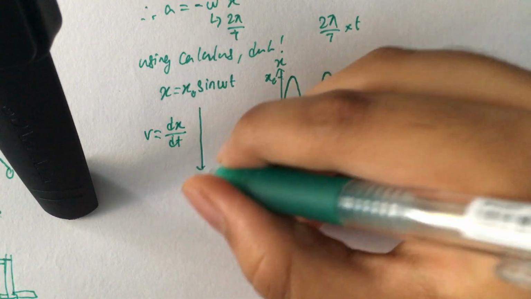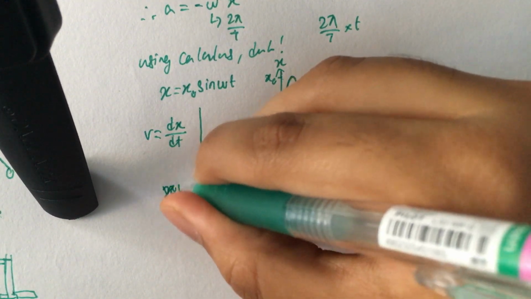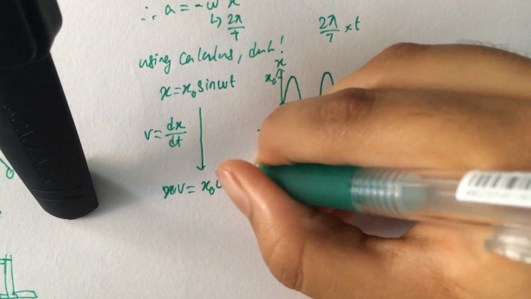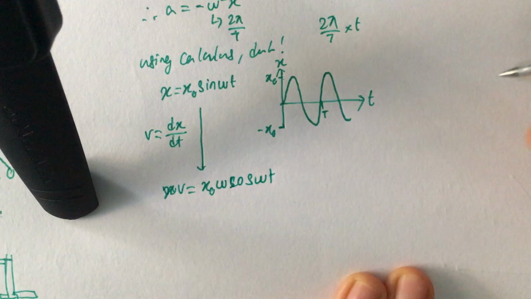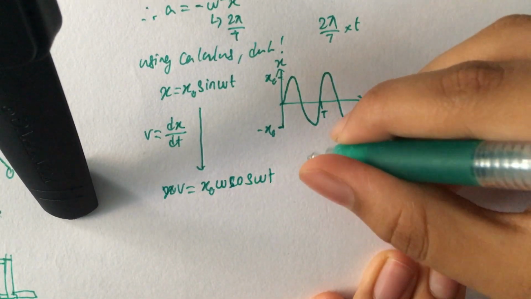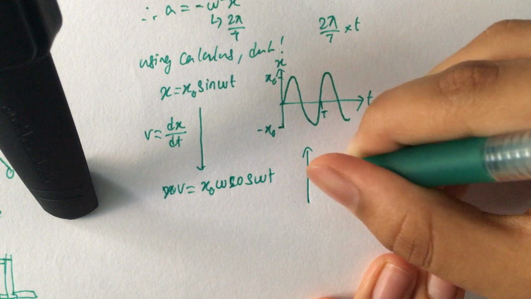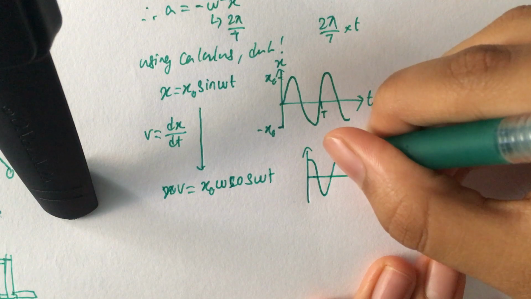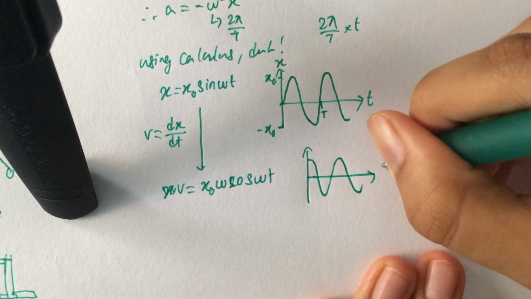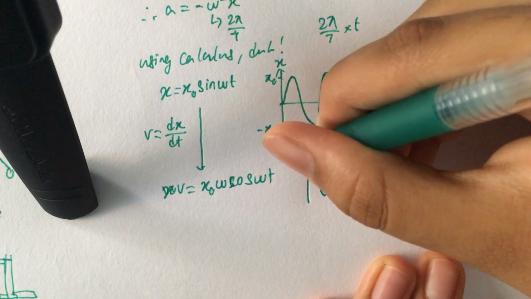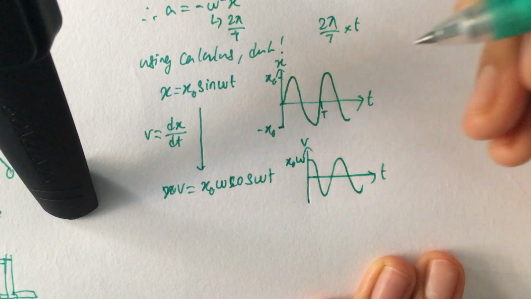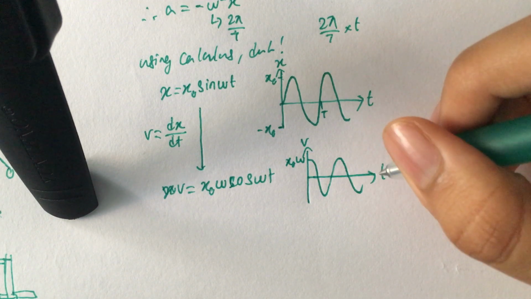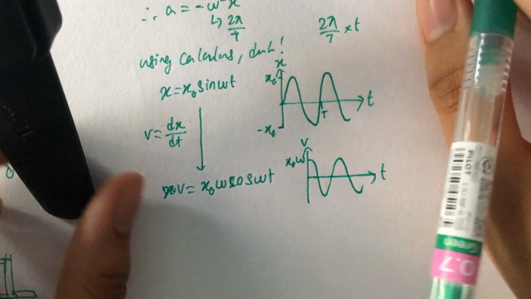So now you just differentiate it, because you know how to get speed: you need to differentiate displacement to get speed, right? So let's differentiate this once. You will get x naught w cosine wt. If you differentiate sine, you get cosine, right? So now you have x naught times w, because w is a constant, you can just bring it in front, and then cosine wt. So let's differentiate this again to get acceleration.